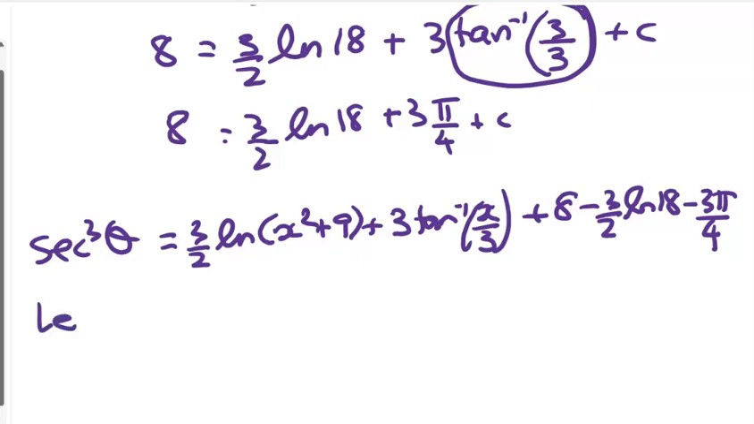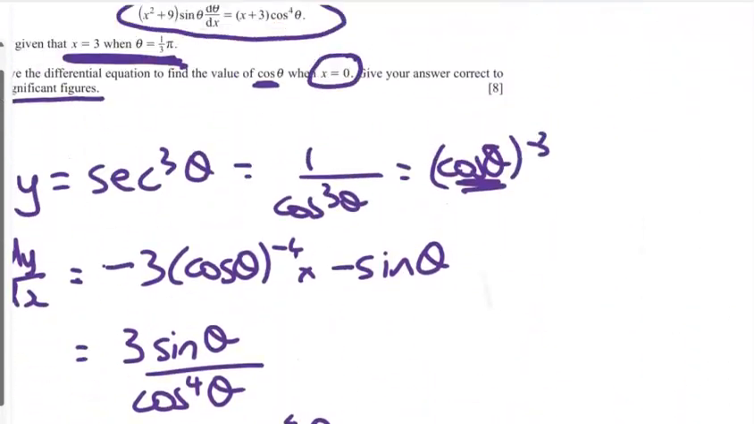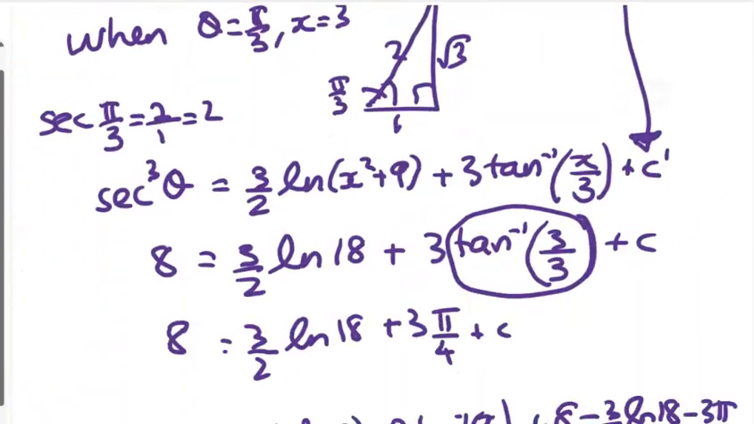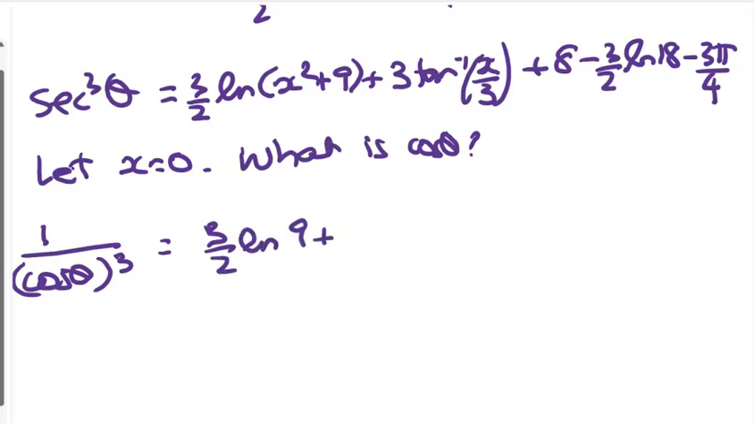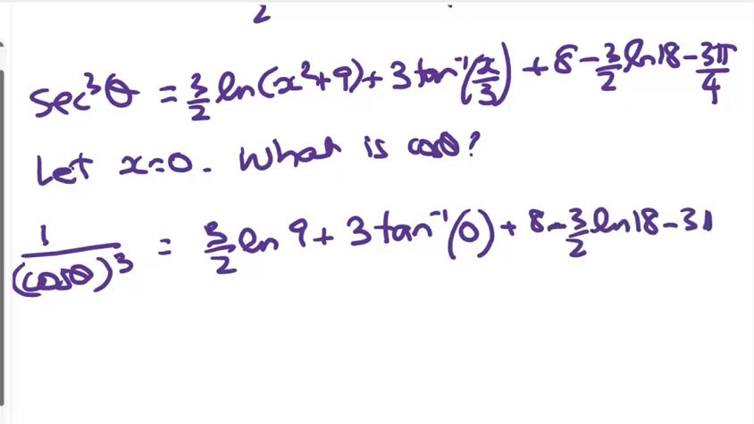The last thing we've got to do is to say what happens when x is equal to 0. I think we're asked for cos of theta, not theta. Let's check that. Yep, find the value of cos of theta when x is equal to 0. Okay, so it's just another substitution exercise. We've got 1 over cos theta cubed is equal to 3 over 2 log of 9 plus 3 times the angle whose tan is 0 plus 8. What a mess. Minus 3 over 2 log of 18 minus 3 pi on 4.